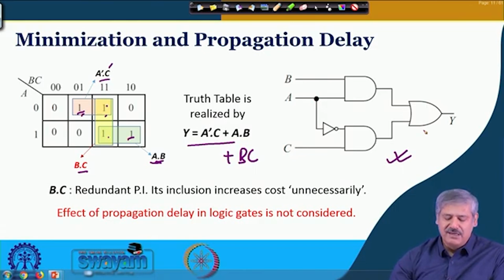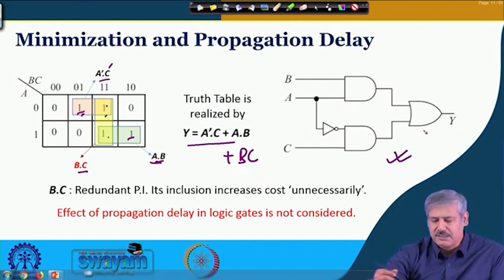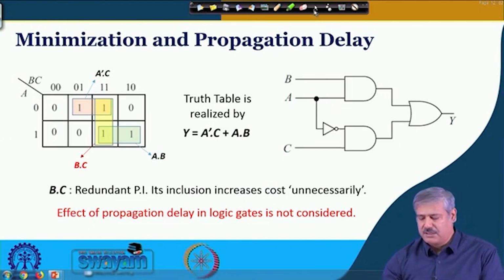In doing this, we did not consider the effect of propagation delay in the logic gates. This was not considered; we just went by the Boolean expression that would give us the minimized circuit. So, this is the background with which we start today's class.